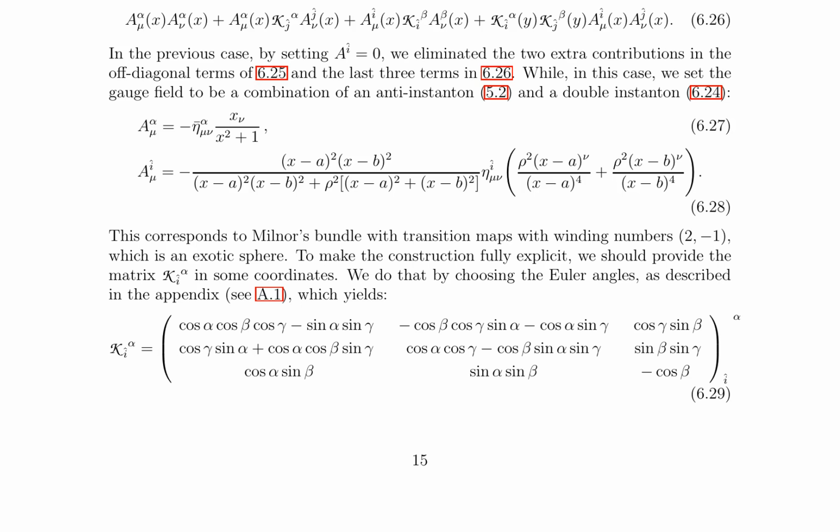To make the construction fully explicit, the authors provide the matrix alpha, which is obtained by choosing the Euler angles as described in the appendix. This matrix is presented in equation 6.29. The paper concludes with a discussion on how these components come together to form the metric on the total space of the Milnor's bundle, which is an exotic sphere.